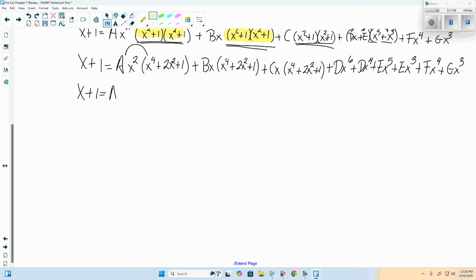ax squared times x to the fourth is ax to the sixth. ax squared times 2x squared is going to be 2a x to the fourth. ax squared times 1 is plus ax squared. bx times x to the fourth is going to be plus bx to the fifth. bx times 2x squared is going to be 2b x cubed. And bx times 1 is plus bx.